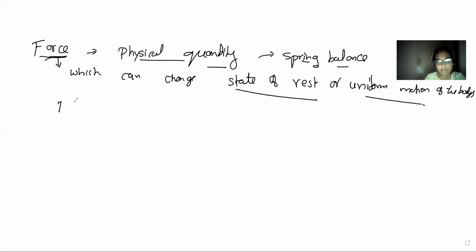State of rest means the body is not moving, its speed is 0, it is just at rest position. Now you need to change it to motion. Suppose a box is there, a ball is there, you need to kick, right? Then only the box will move, or you need to kick the ball, then only the ball will move. So you must apply some unbalanced force on this box, then it will start moving, right, children? Unbalanced force is required so that the box will start moving.